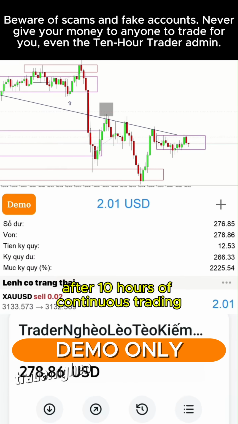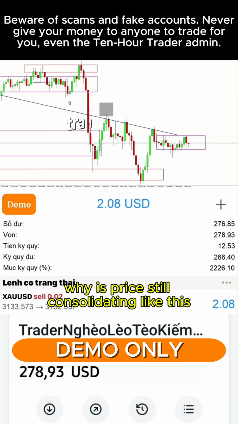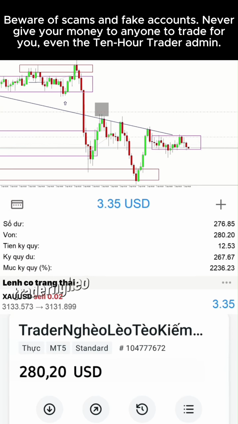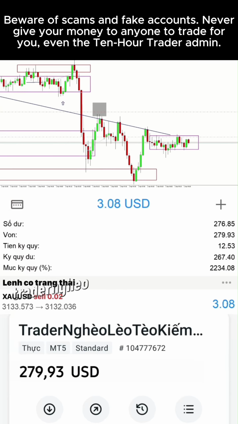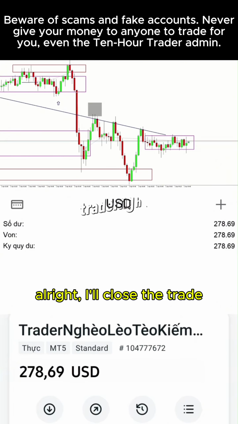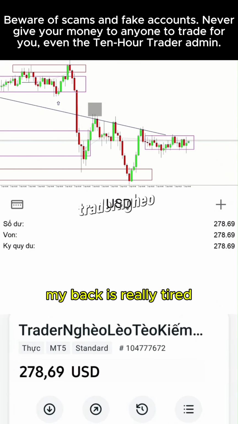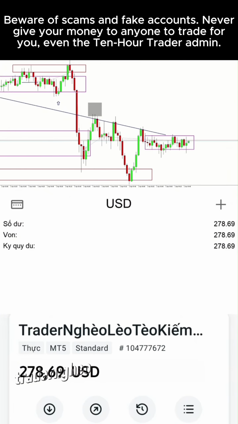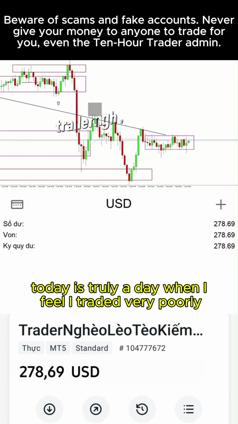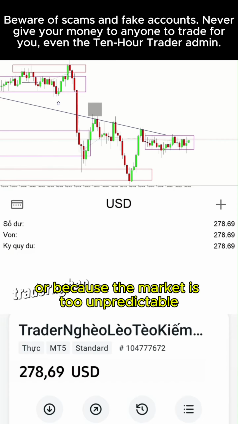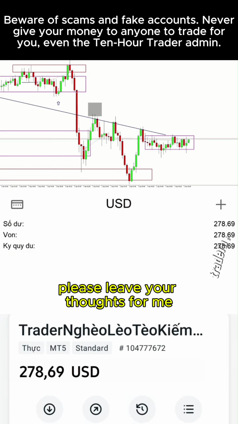After 10 hours of continuous trading, why is price still consolidating like this? Alright, I'll close the trade. My back is really tired. Maybe I should stop trading for now to stabilize my mindset. Today is truly a day when I feel I traded very poorly. I don't know whether it's because of me or because the market is too unpredictable. Please leave your thoughts for me.